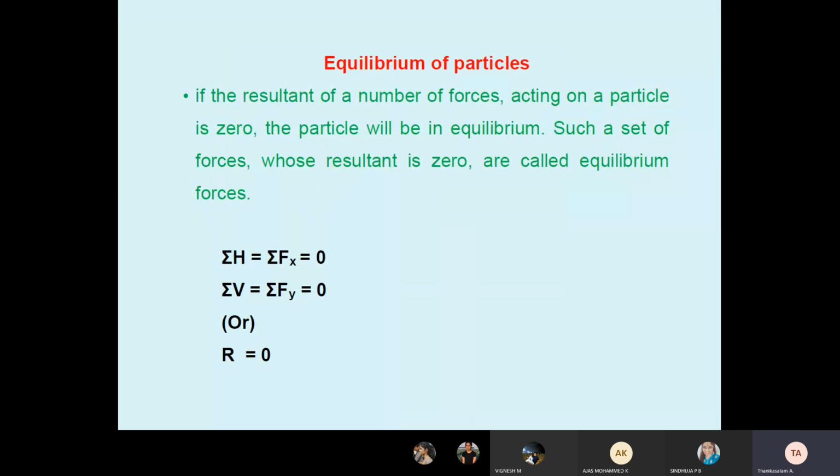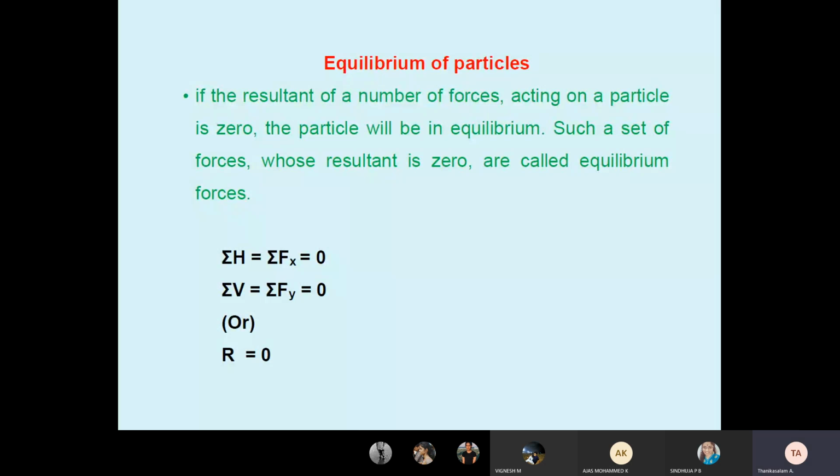Okay, then we discussed equilibrium of particles. When the resultant is 0, we say the body is in equilibrium. Okay, this is a particle. Particle means we are discussing coplanar forces in two dimensions. That's why I have written summation of horizontal forces equal to 0, summation of vertical forces equal to 0. Based on these equations, we solved some more problems.